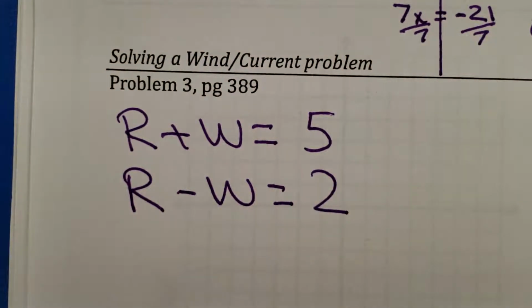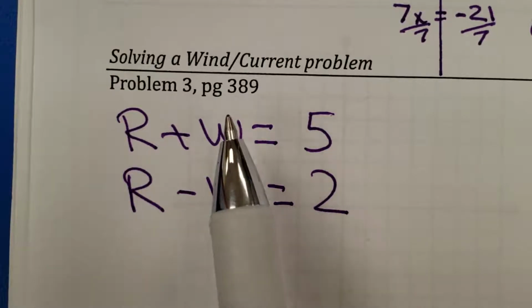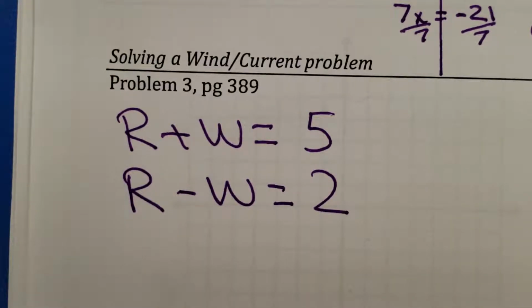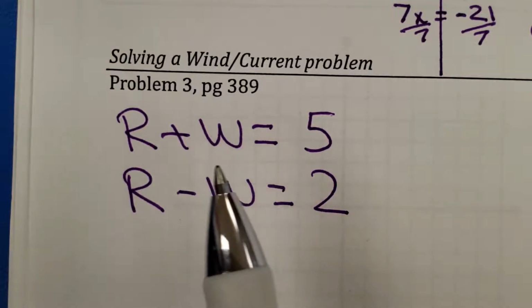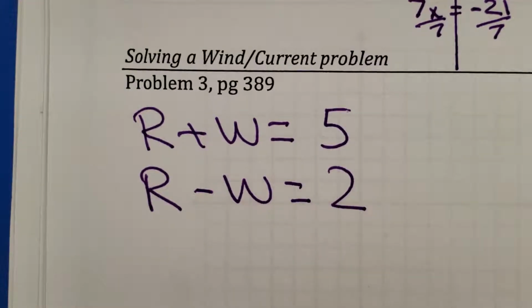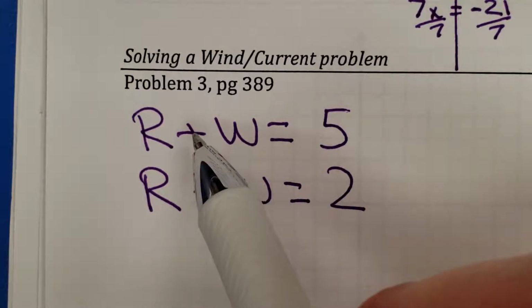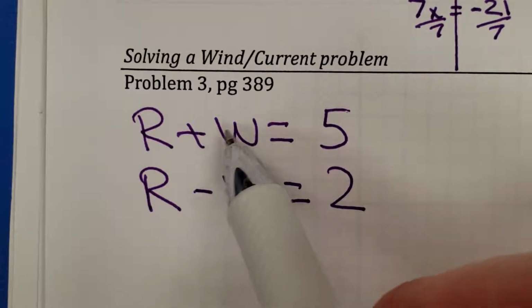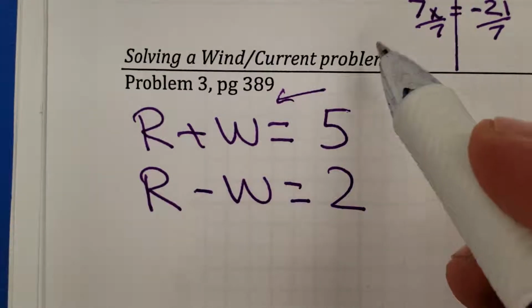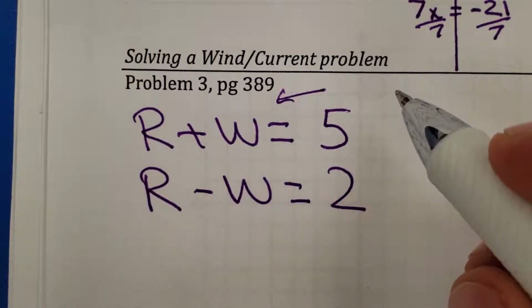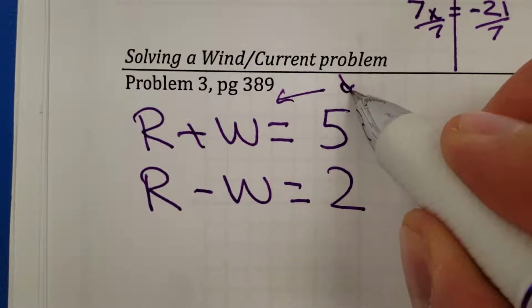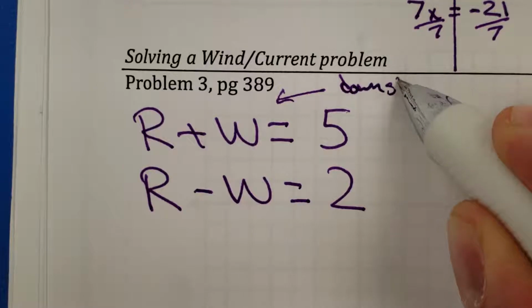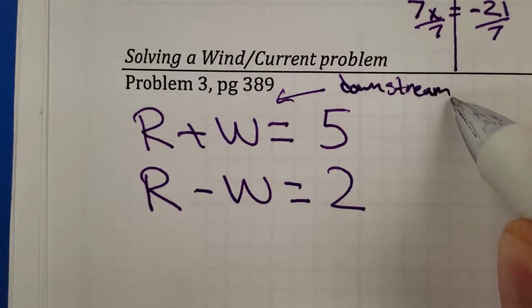And we're back. Let's talk about problem number 3 from page 389. It's talking about someone in a boat and they're rowing with the water and against the water. Now, it's kind of hard when you are actually rowing with the water, or downstream. With the water, downstream, the water's helping you, it's pushing you, it's making you go faster. So it's kind of confusing. When it's downstream, you actually want to do an addition problem.